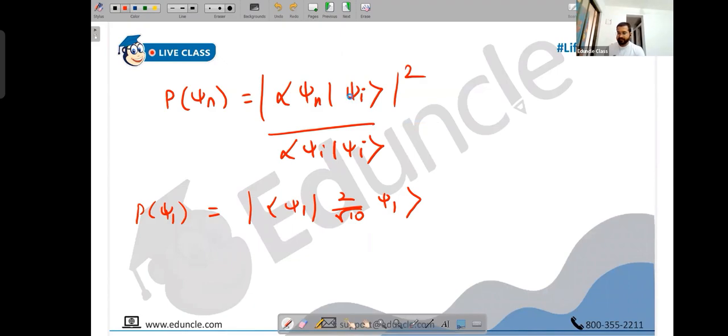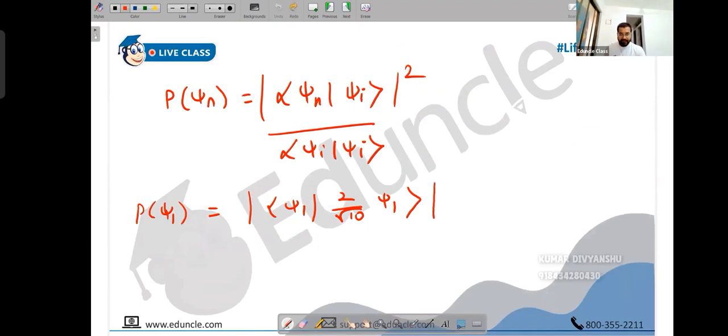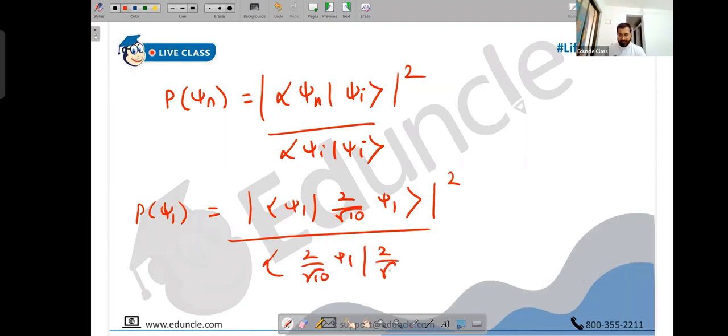Now this is psi I. You can write it if you want. Okay, and now we are measuring again. So now this behaves as the initial wave function, right? And now we are going to measure again. So let's substitute the whole upon, and there is a square here. The whole upon psi I. So what is psi I? 2 upon root 10 psi 1. I hope you are with me.